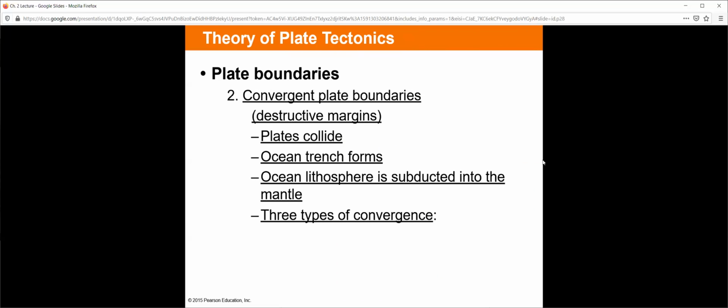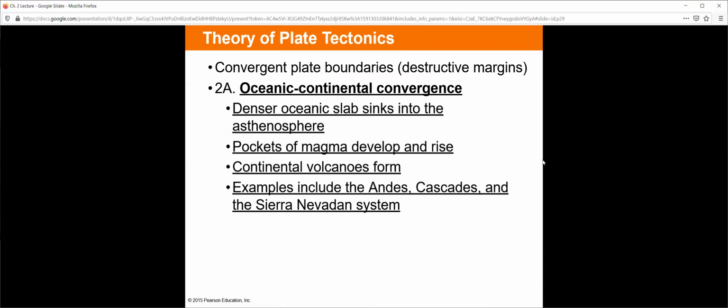So we had divergent plate boundaries where they separated. Convergent plate boundaries is where they come together. These are called destructive margins because the plates collide with each other. Ocean trenches are formed and the ocean lithosphere is subducted into the mantle. So let's go over a couple examples of this. And this will make a lot more sense when you see the pictures of what goes on.